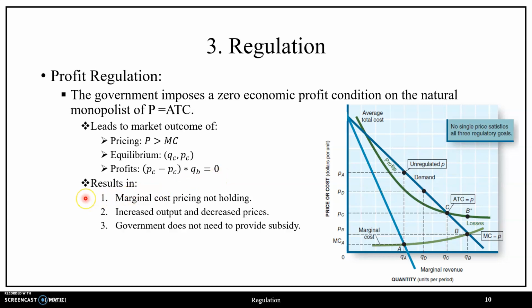Where overall then, what we have is marginal cost pricing still does not hold. We have an increased amount of output and decreased price point than the natural monopolist outcome, but not as much as the perfectly competitive market structure. And since there's not a loss being generated from the natural monopolist, the government does not need to provide a subsidy.